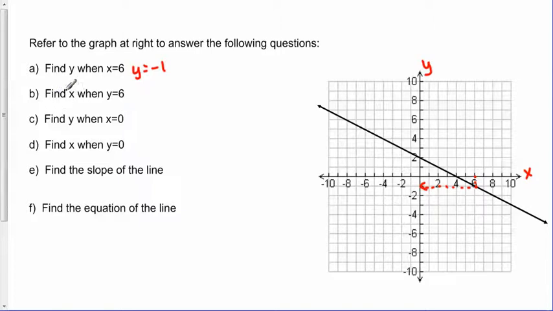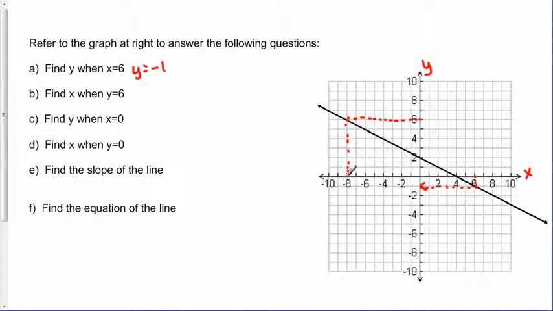Now they're asking us to find x when y equals 6. So now they've changed things around on me. Now I want to look on my y-axis for where we see y equals 6. And so that happens right here. I say, well, where is that going to hit the graph? Now remember, we're talking about the y value here. So we want to follow this over. We don't want to go straight down to the graph. We want to go over here and say, where does that hit the line? Okay, so there it hits.